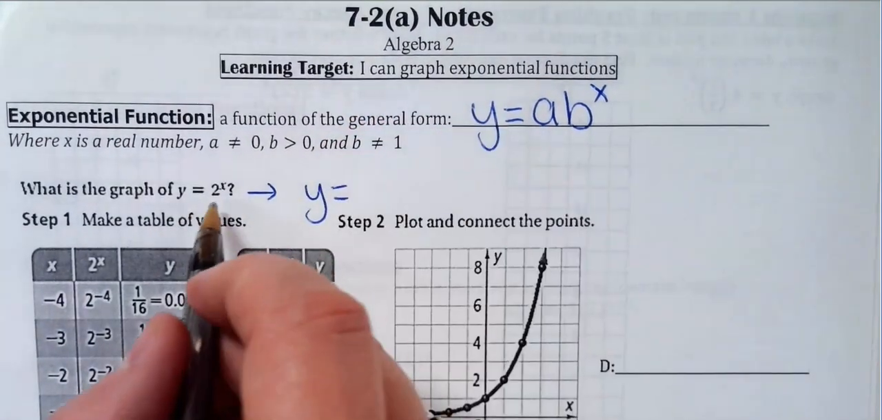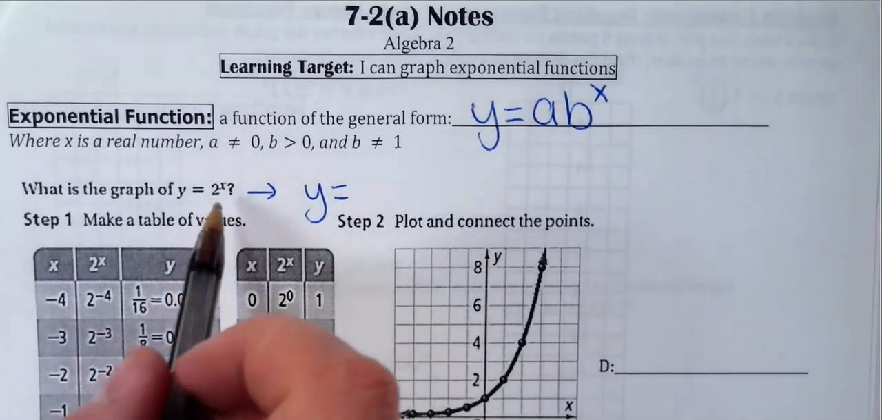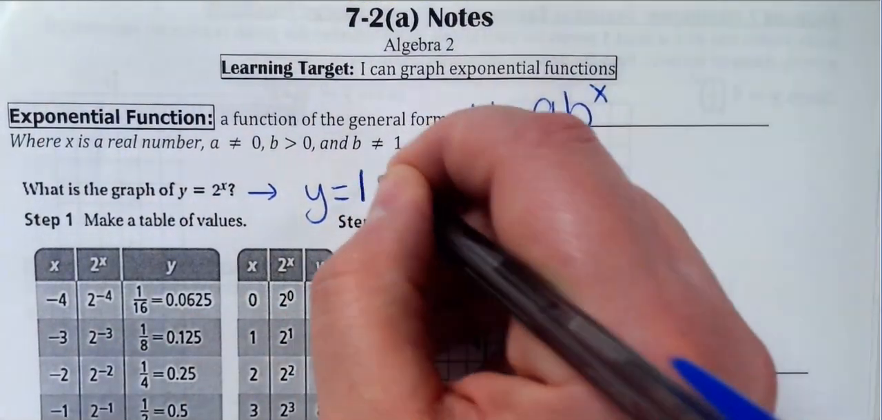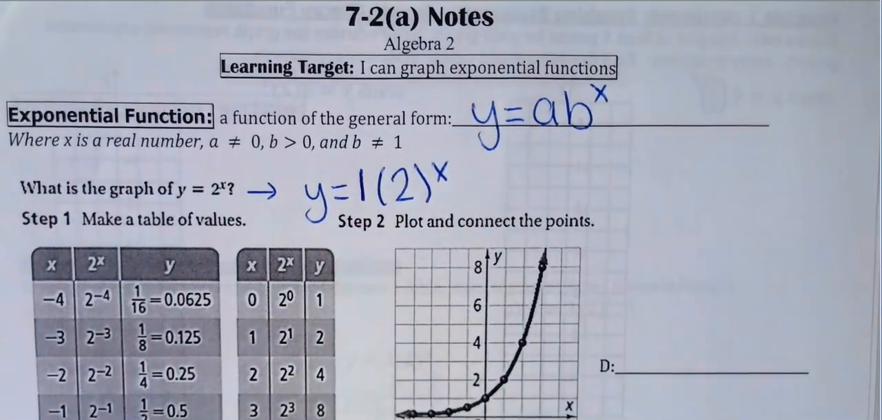So if I just have 2 to the x, this is all done for us just so you guys can see what this looks like, but 2 to the x would really be like 1 times 2 to the x. So if you do have something that's just a single number to the x power, that's what's going on there.